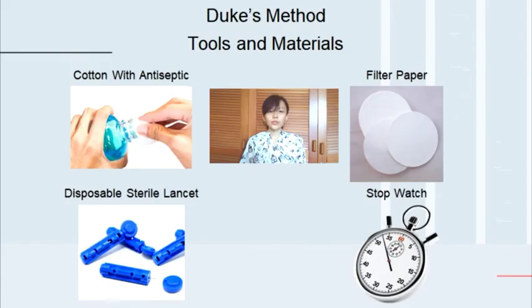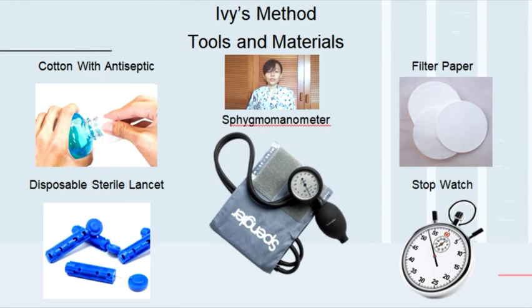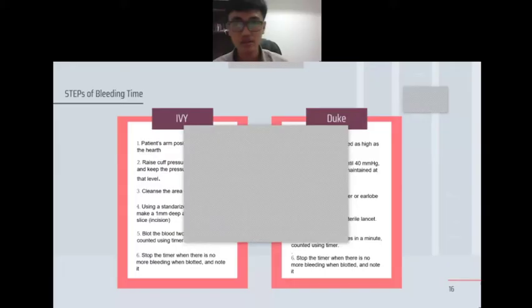There are some tools and materials used in Duke's method. There are cotton with antiseptic, disposable sterile lancet, filter paper, and stopwatch. There are also tools and materials used in Ivy's method. There are cotton with antiseptic, disposable sterile lancet, filter paper, stopwatch, and also sphygmomanometer.